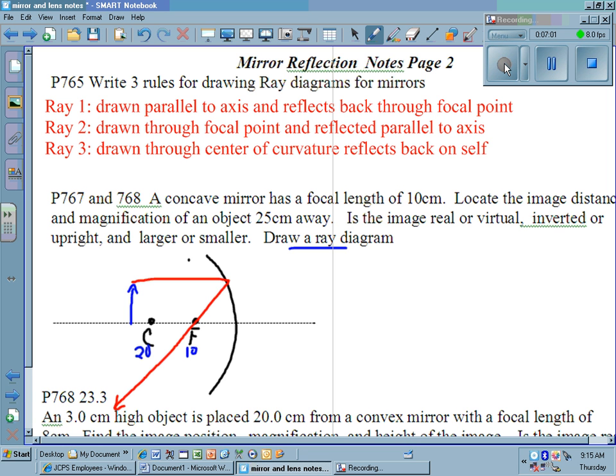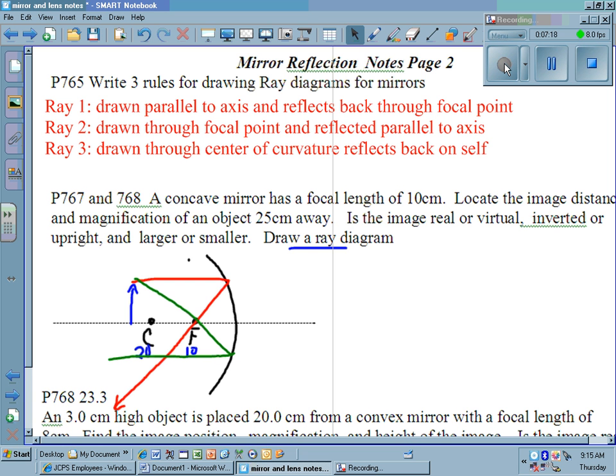So I'm going to take it off the top, go through the focal point down here, and then come down like through here. All right. And then finally, the last one says draw it through the center of curvature. Well, the center of curvature, let's see what color I have left. I'm going to draw this one in blue also.